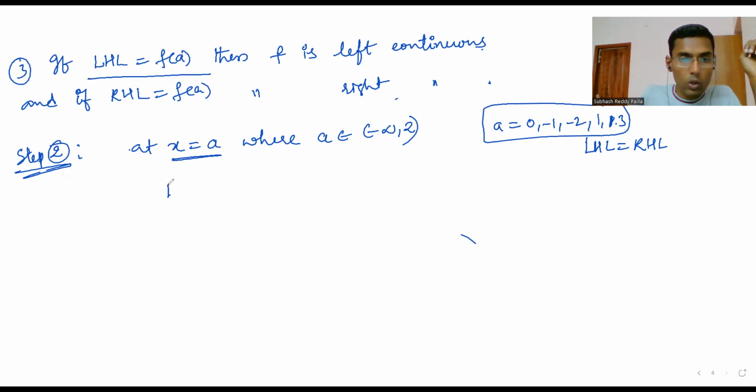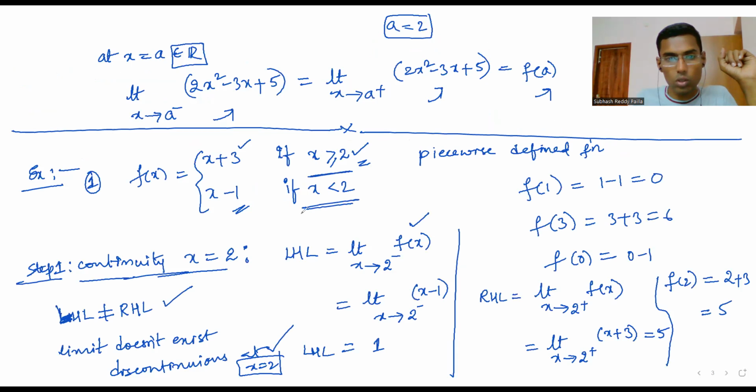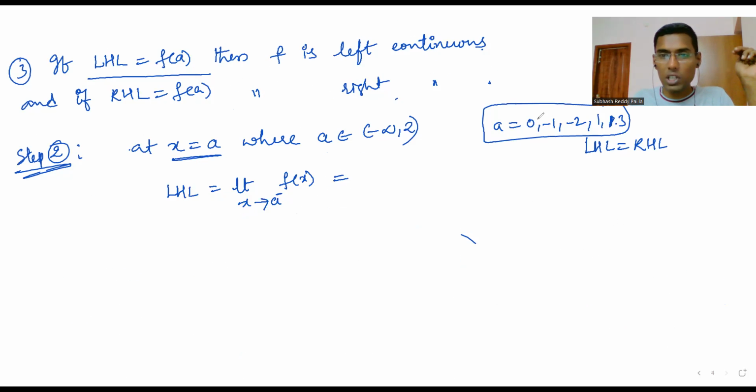Okay, here what will happen? Left hand limit. You know what is left hand limit? Limit x tends to a, f of x. What is that? Tell me. Left hand limit is what? You tell me. X plus 3. Oh, no, x minus 1, sorry. Yes, x minus 1, because a is any number less than 2.